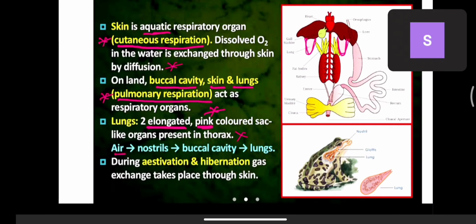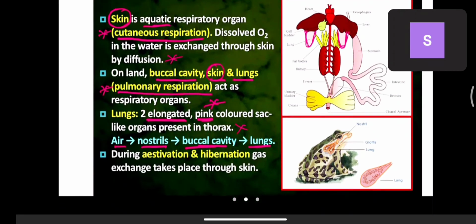Air enters through the nostrils, and from there it enters into the buccal cavity and then into the lungs. See, here there is one point. On land, this frog can respire through skin, and in water also through skin. Skin is responsible for respiration both in water as well as on land. But the buccal cavity is used only on land. This is another point which you should remember.